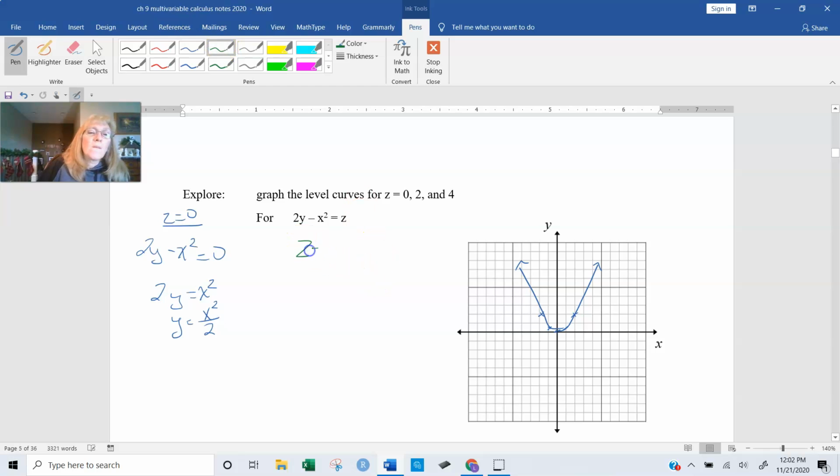Next you do z equals 2. So you have 2y minus x squared equals 2. Add your x squared, divide by 2. So y equals 1/2 x squared plus 1. So we know that that takes my original graph, which is the one we just graphed over here, with the exact same shape, and it moves it up 1. So we're going to go up 1 and move every one of these points up 1, because it's just a transformation.